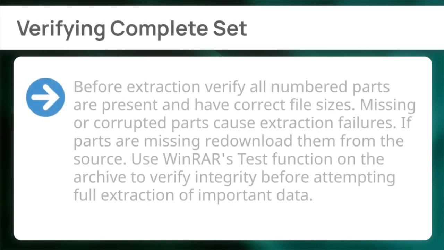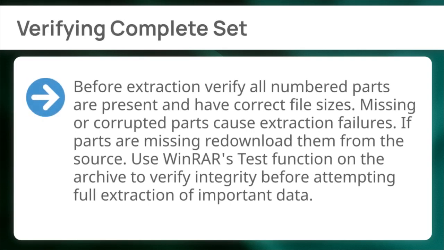Finally, verifying the complete set. Before extraction, verify all numbered parts are present and have correct file sizes. Missing or corrupted parts cause extraction failures. If parts are missing, re-download them from the source. Use WinRAR's test function on the archive to verify integrity before attempting full extraction of important data.